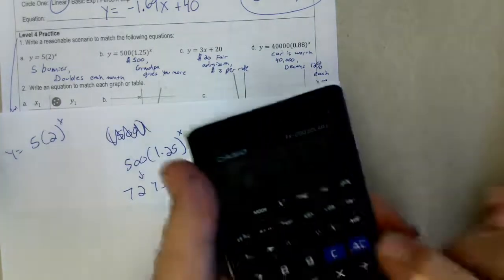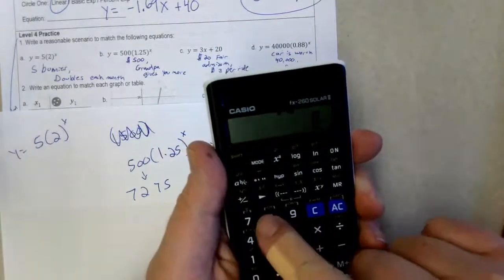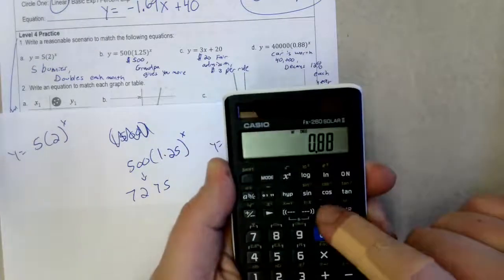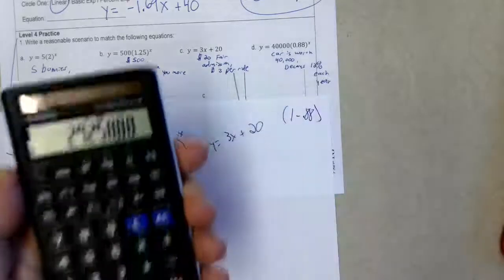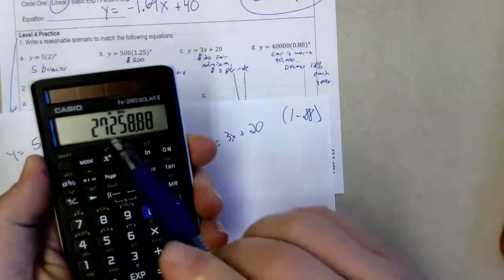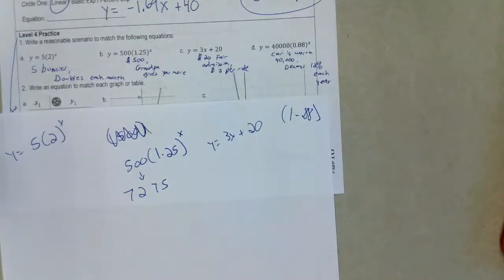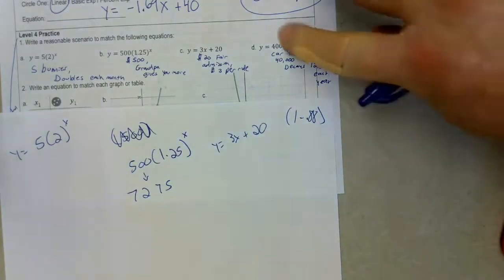So let's just say after 3 years, let's see how much it's worth. 0.88 raised to the third power, multiply that by 40,000. After 3 years, not terrible, your car is worth $27,258. That's not too bad. Okay, so that's how you would write a reasonable scenario for those.